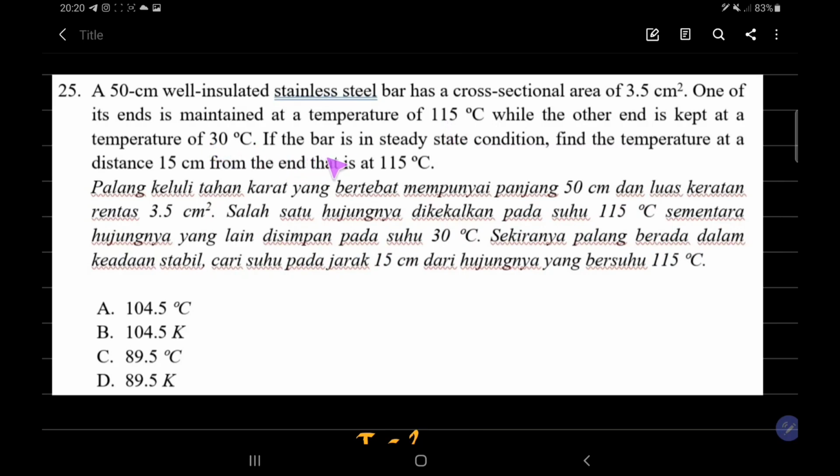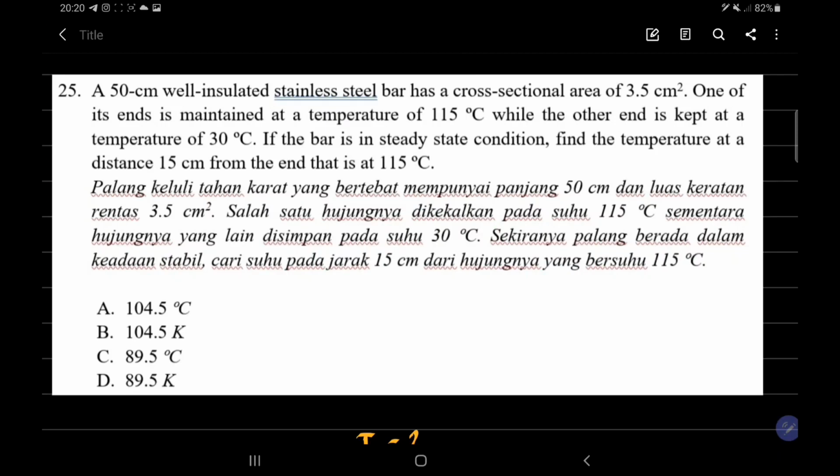If the bar is in steady state condition, so this is the situation. For any steady state condition, remember dQ over dt just remains constant. Find the temperature at a distance 15 centimeter from the end that is at 115 degrees Celsius. So they ask you to find the temperature where its position is 15 centimeter from this part. The answers given are A, B, C and D here. So we need to understand the question first. What do we have here?